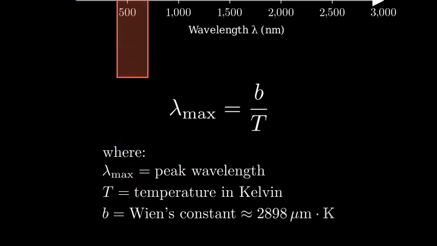Mathematically, Wien's law is expressed as lambda max equals b divided by T, where lambda max is the peak wavelength, T is the temperature in Kelvin, and b is Wien's displacement constant, approximately 2,898 micrometer-Kelvin.